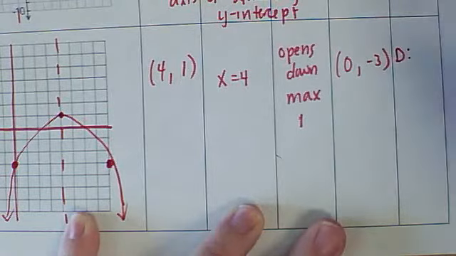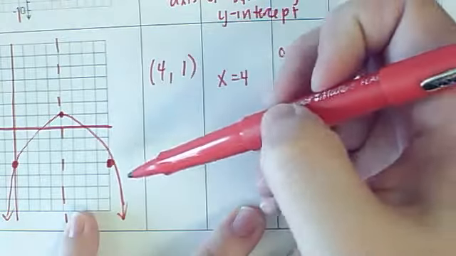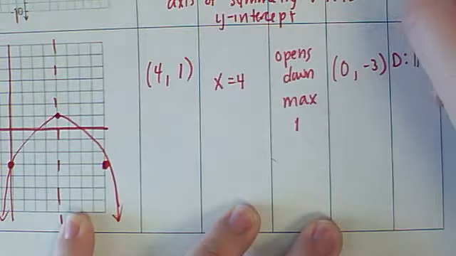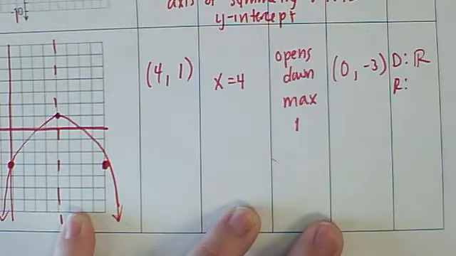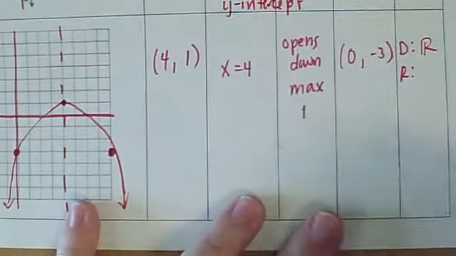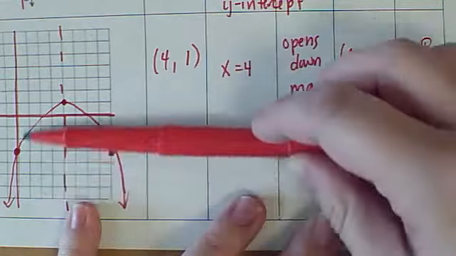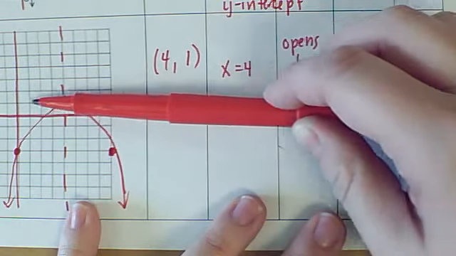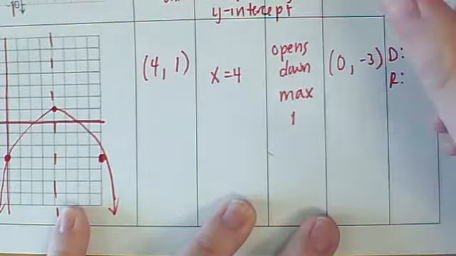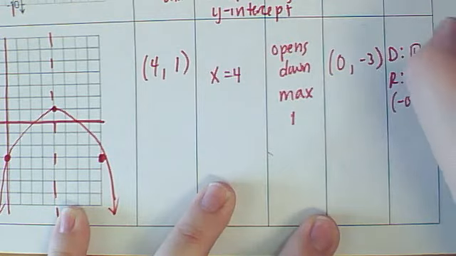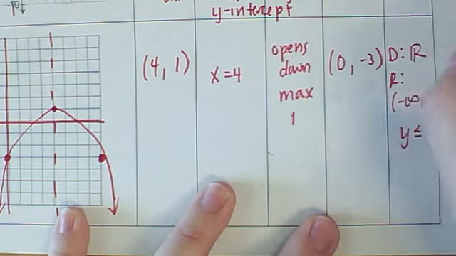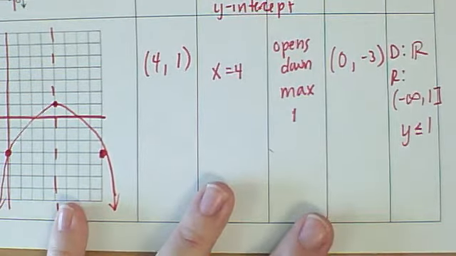Okay. So now, domain and range. The domain, again, I have an arm going to the left and I have an arm going to the right. So all real numbers. Range, I have arms going down, so it's negative infinity, and then we come to a stop right here, and the y value to this is 1. So it's negative infinity to 1. Or you can write y less than or equal to 1. Those mean the same thing.